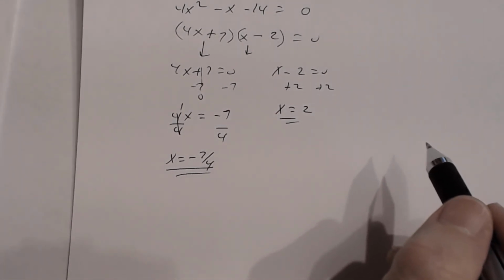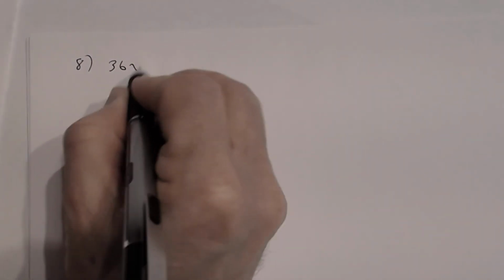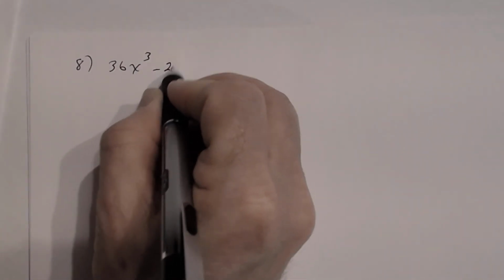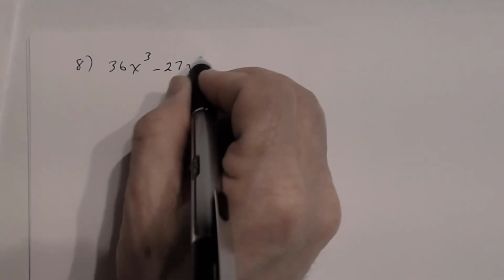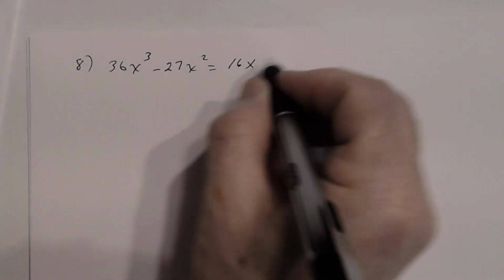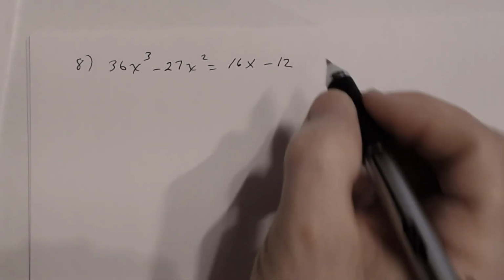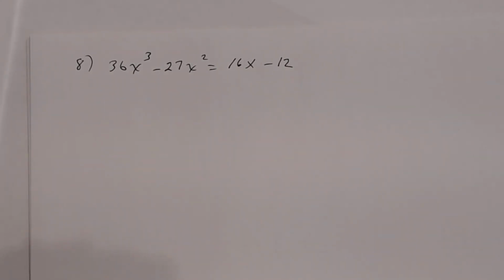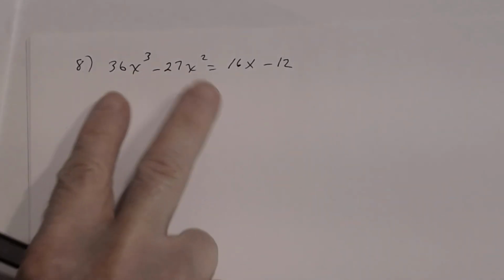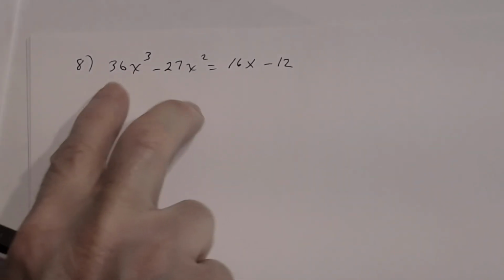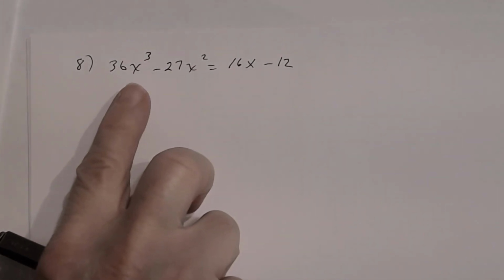Okay, and then finally, let's look at number 8. So number 8, we have 36x cubed minus 27x squared equal 16x minus 12. Okay, so 16x minus 12. Okay, now, so notice I have this polynomial. I have variables, I have terms on both sides. You want to solve this polynomial equation by factoring.